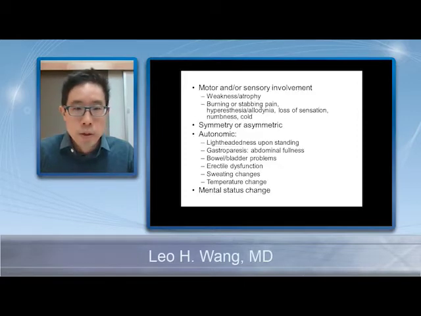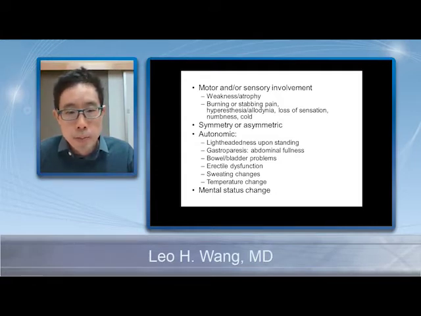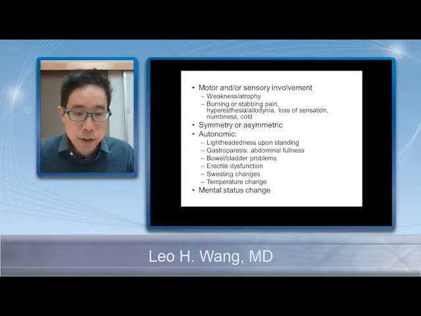Some things that you want to elicit from the history include whether there's motor and/or sensory involvement, whether there's weakness or atrophy, burning or stabbing pain, hyperesthesia, allodynia, loss of sensation, numbness, or cold. You can elicit whether it's symmetric or asymmetric, and whether there are autonomic symptoms, such as lightheadedness upon standing, gastroparesis. The question that I usually ask is whether you feel full right after you eat, bowel and bladder problems, erectile dysfunction, sweating changes, temperature changes in the limbs. And if there's any change in mental status, that definitely changes the differential diagnosis and makes one think of other diseases that involve cognitive changes or systemic diseases.